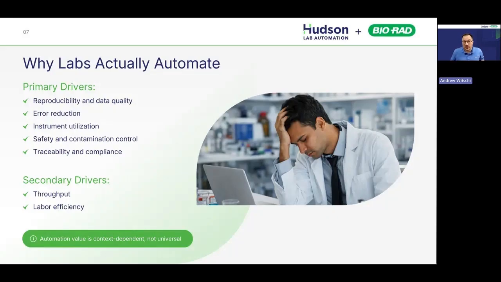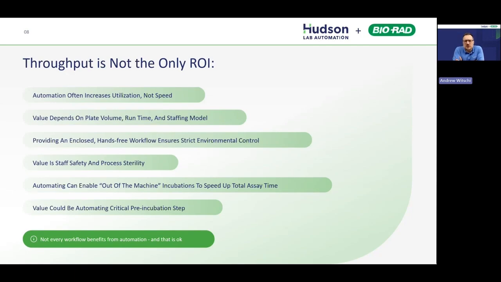And then critically, there are the drivers of once you've met the requirements of generating high quality data and doing it in a way that works for your lab, then you start talking about how can we create that data quicker, right? And that's where throughput starts to become a more significant factor. So I hit a couple more points there where throughput is not the ROI, right?